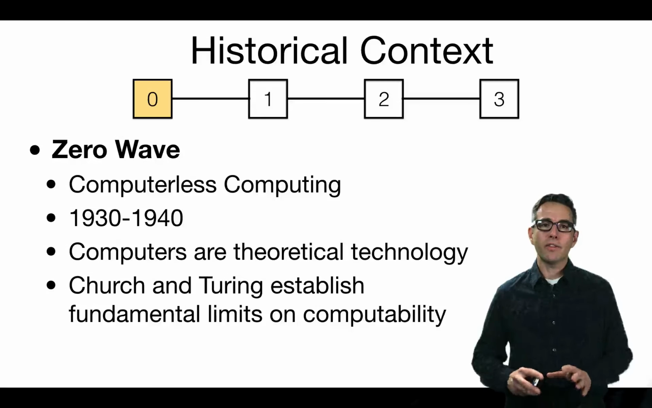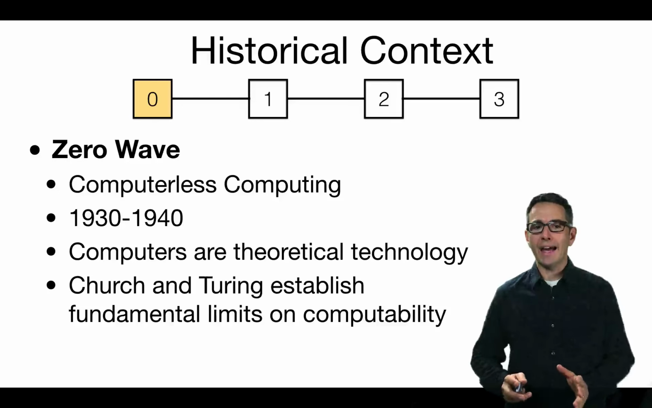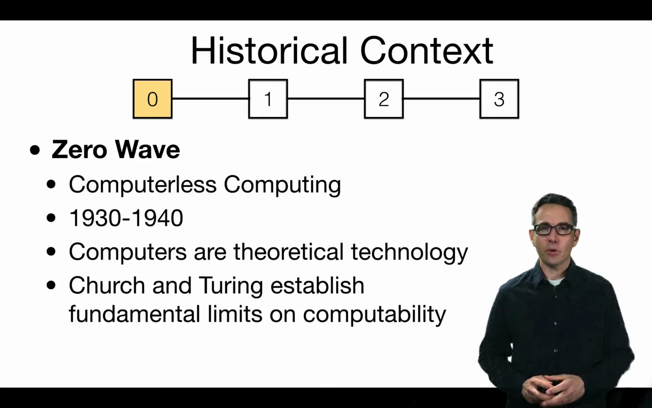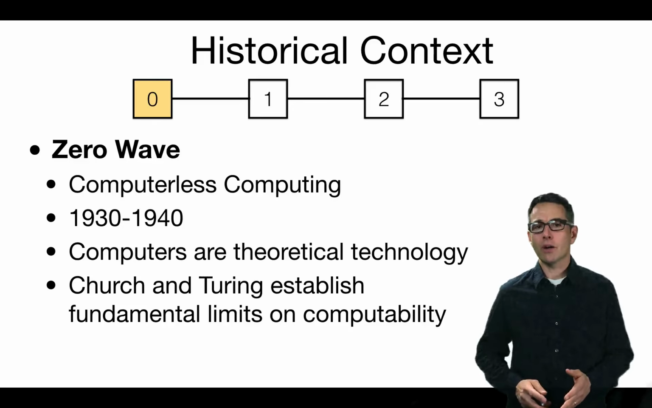Part of the context that he put computing in was three waves. And I'm going to add a zero wave on top of that because I'm a proper computer scientist and we need to start with zeros as our counting. So some of the historical context for ubiquitous computing comes from viewing computing as a series of waves. The zero wave, which Weiser didn't talk about, but I'm going to add in here, is basically what I would call computerless computing. This is the kind of computing that was going on maybe in the 1930s or 1940s, just rough time frames.